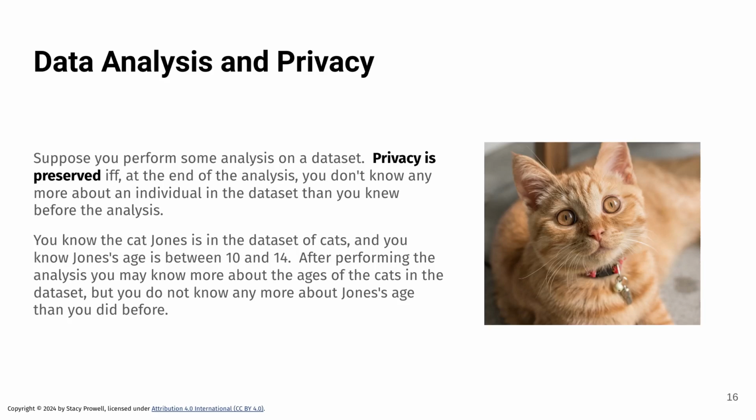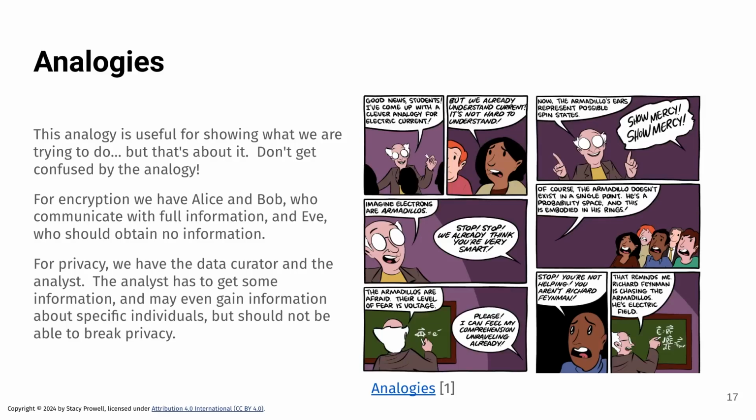off to the right there, is in the data set. And we know Jones's age is somewhere between 10 and 14, but after performing the analysis, we don't know any more about his age than we did before. Maybe he's somewhere in the range 10 to 14. That's all I know. That's all I can say. So that would have preserved Jones's privacy. And if you know who the three cats are, great. You're my kind of person.